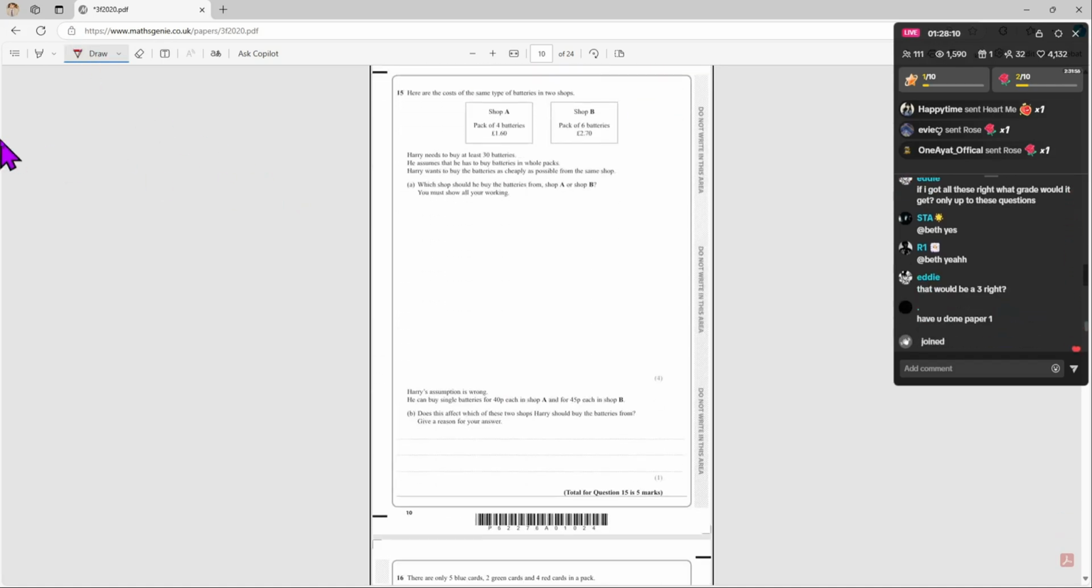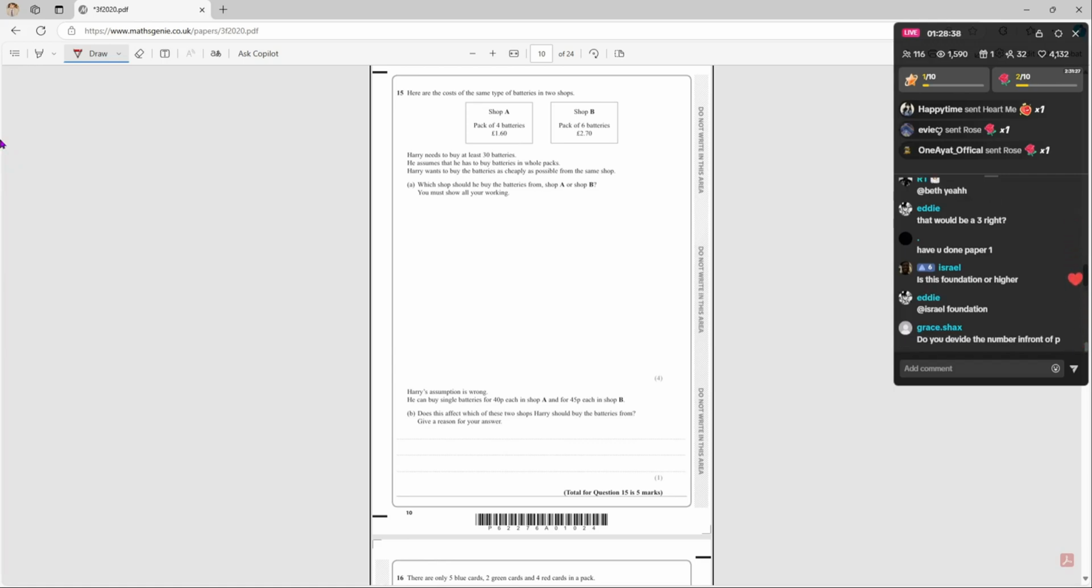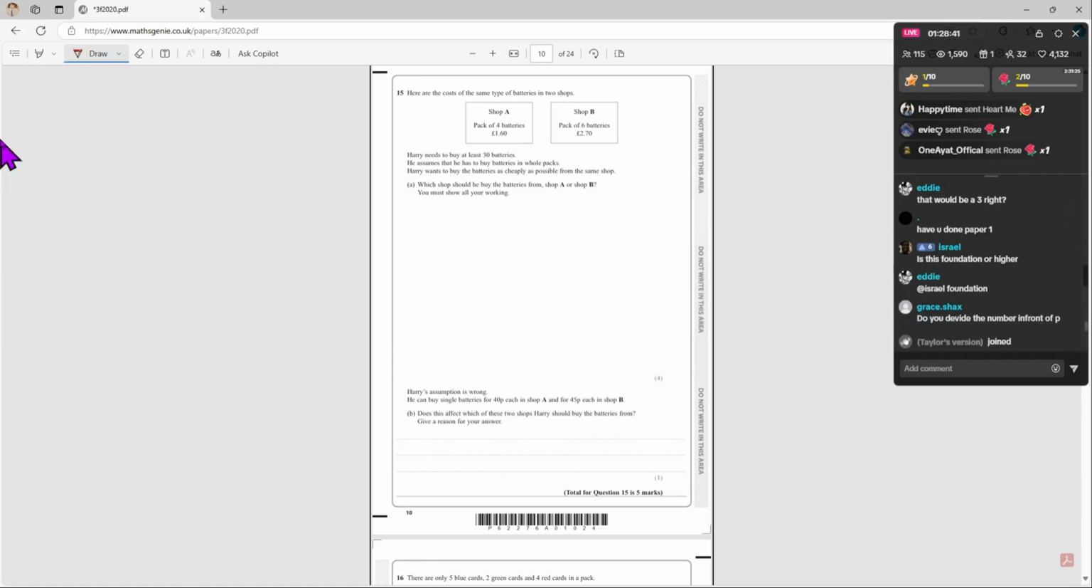So we have question number 15. Here are the costs of the same type of batteries in two shops. Harry needs to buy at least 30 batteries. He assumes that he has to buy batteries in whole packs. Harry wants to buy the batteries as cheaply as possible from the same shop. Which shop should he buy the batteries from? Shop A or shop B?